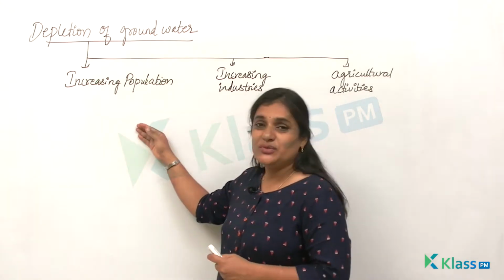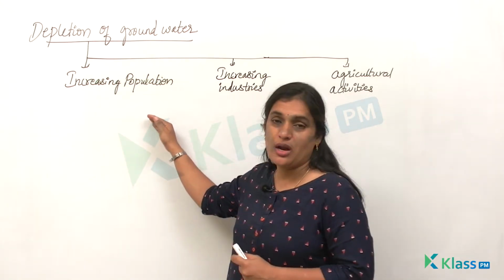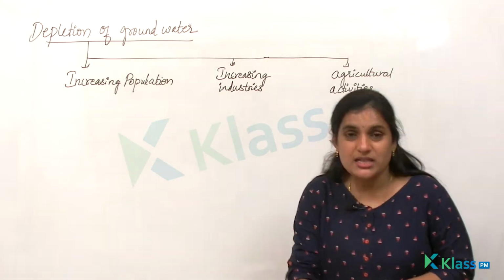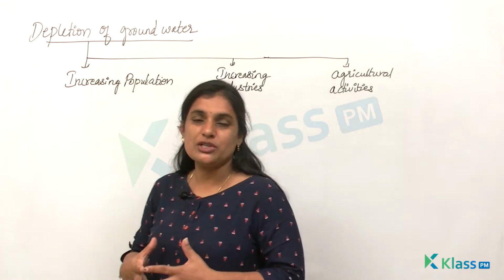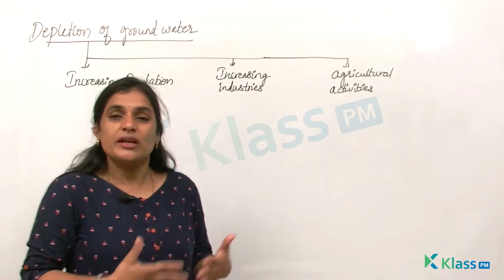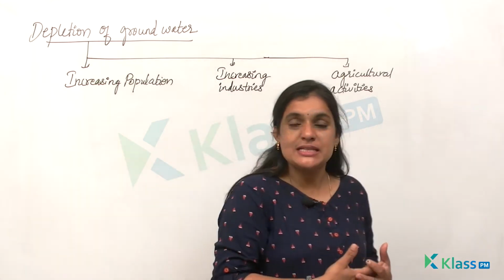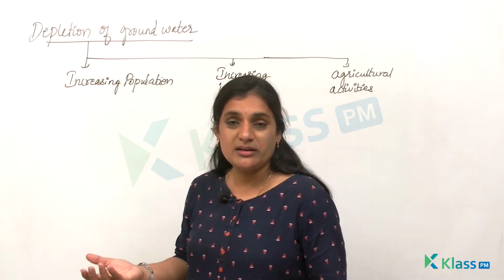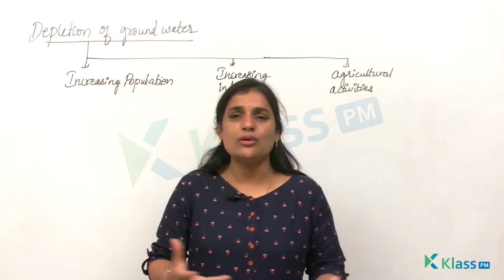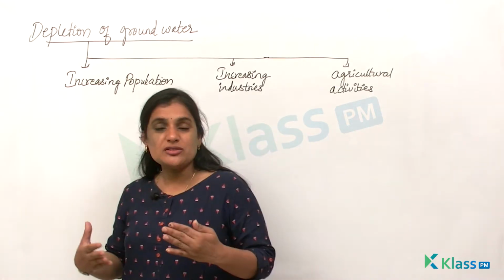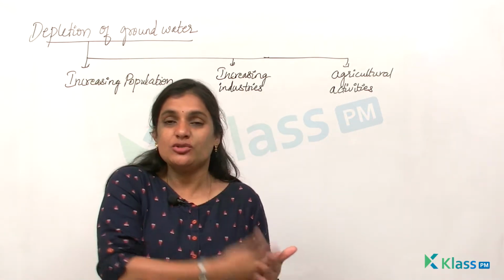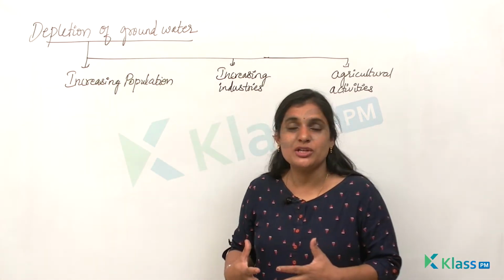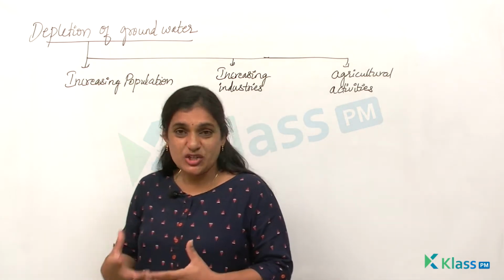Now let us see the different causes for the depletion of groundwater: increasing population, increasing industries and agricultural activities. First, increasing population. Why does the population have to be increased, right? When you compare the population according to the census, let us not go to 1947; just take 10 years ago. We have seen that the population has increased from 2009 to 2019. In 2019 there is a lot of population where people need to find shelter for themselves.